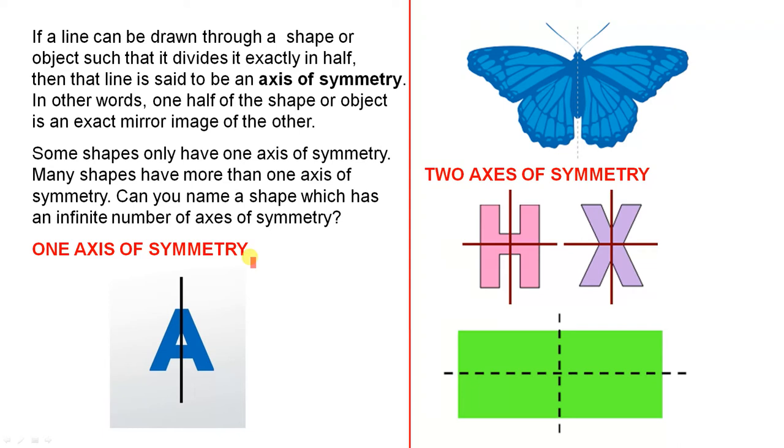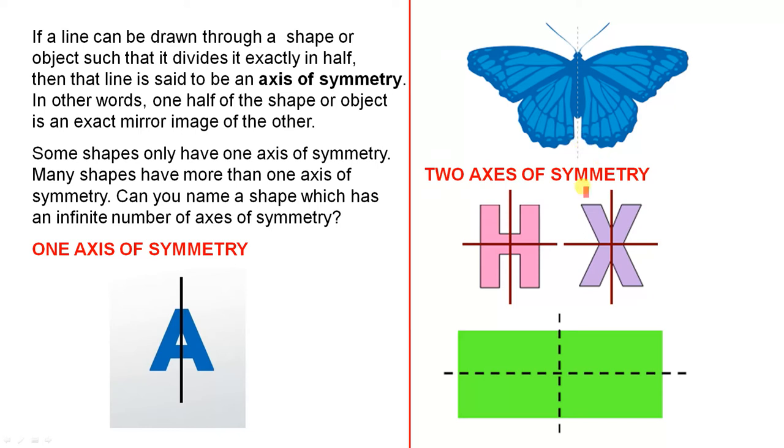So let's look at one axis of symmetry. Here the letter A, there's the axis of symmetry or the line of symmetry. One line only can be drawn through this letter A such that we have two equal halves. You can't draw a line anywhere else, that's the only place. Also this butterfly, assuming it's perfectly symmetrical, you draw that through the centre.